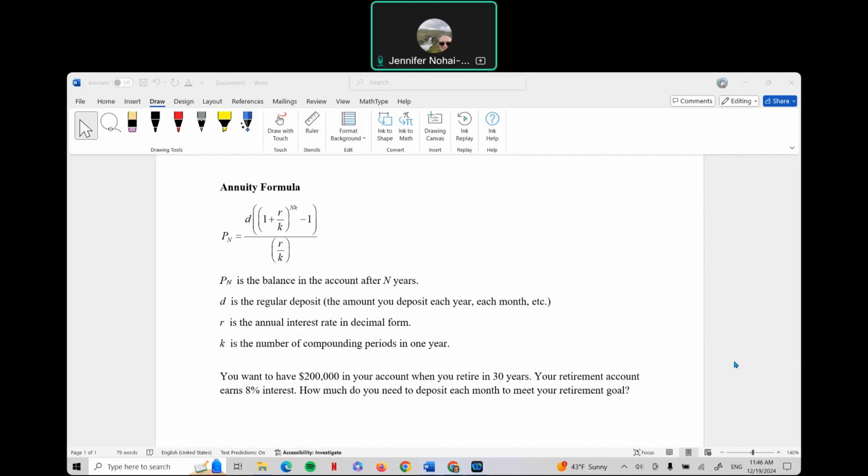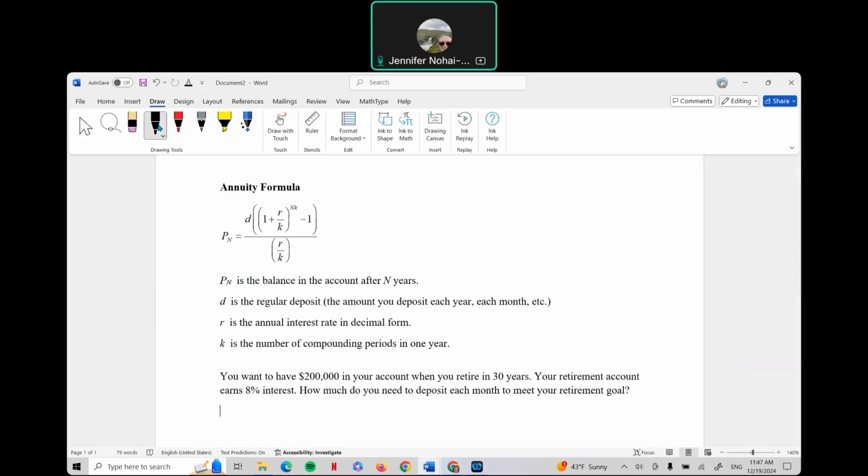You want to have $200,000 in your account when you retire in 30 years. Your retirement account earns 8% interest. How much do you need to deposit each month to meet your retirement goal? So, the letter that we don't know in this formula is D. We're going to use this annuity formula, fill out all the information we do know except for D, and then we're going to jump over to Desmos to help us solve.